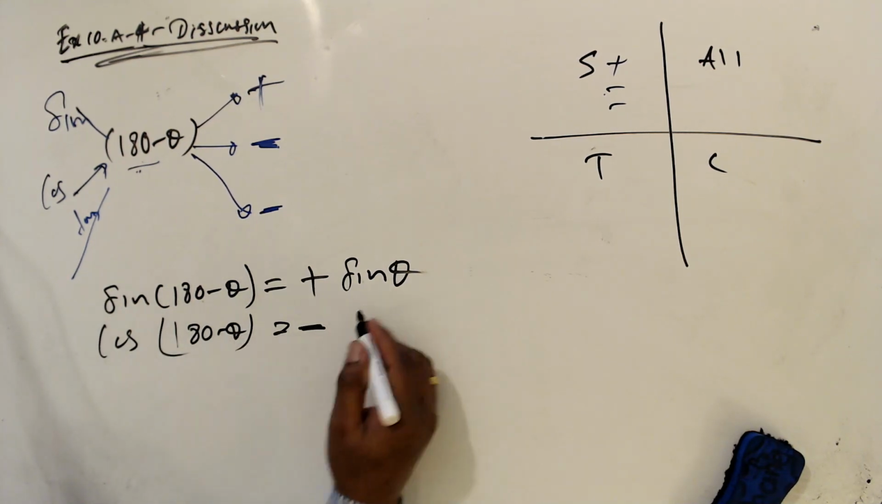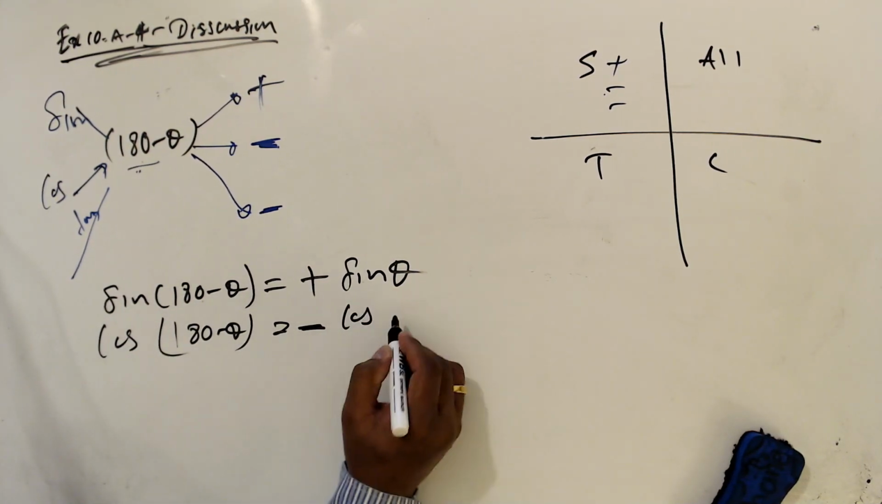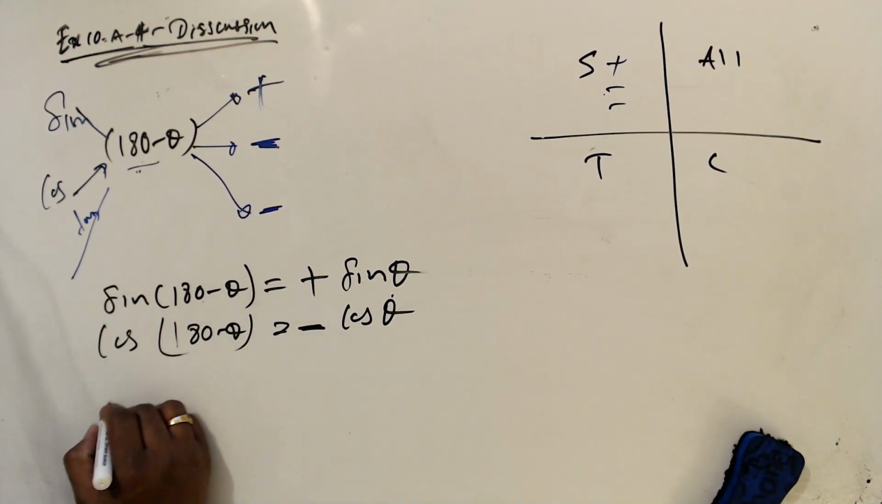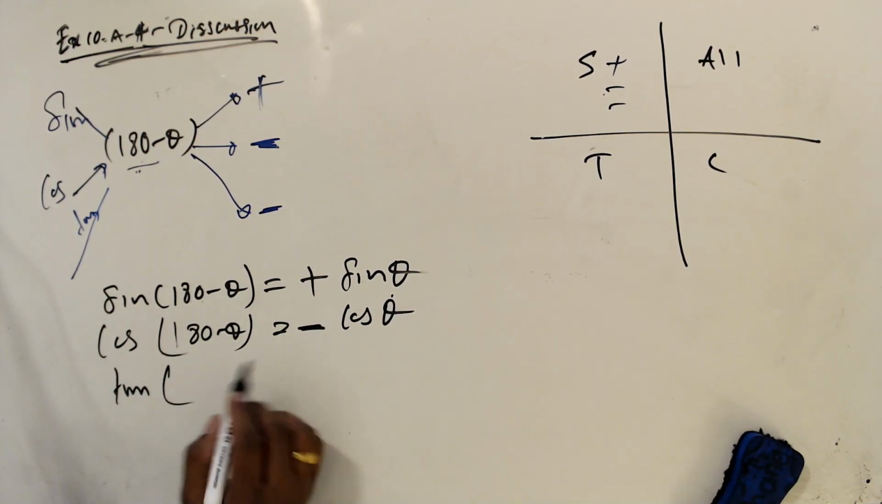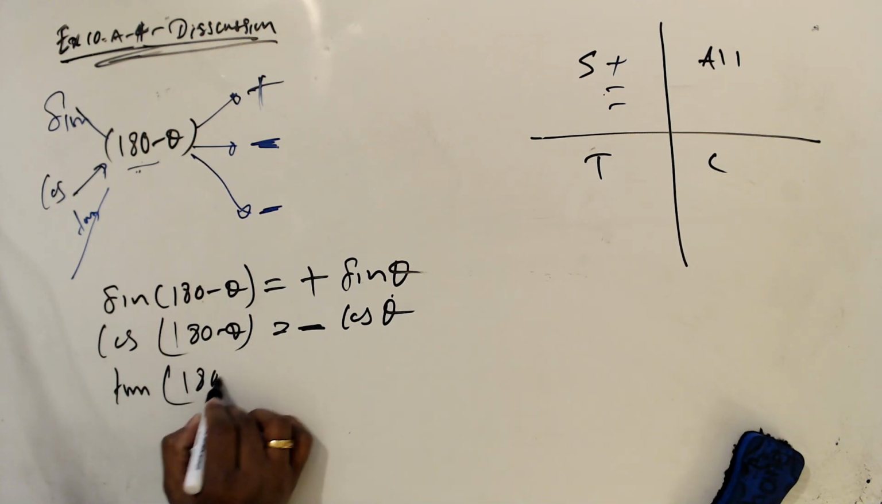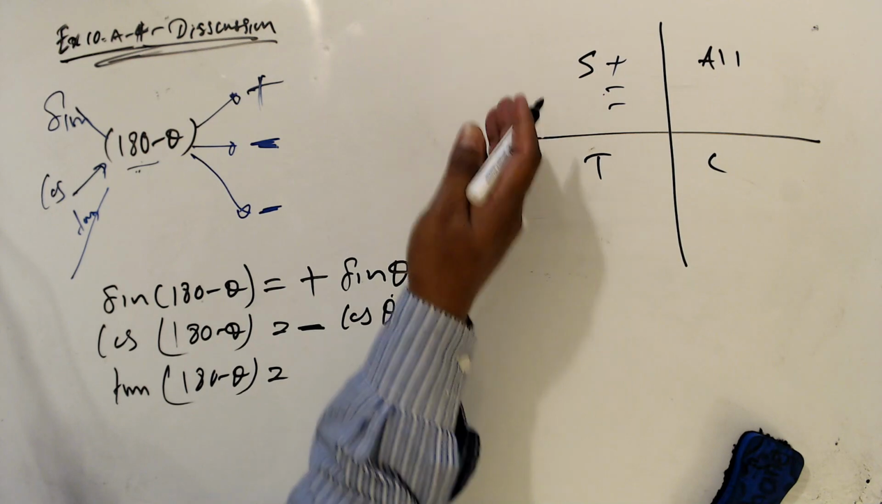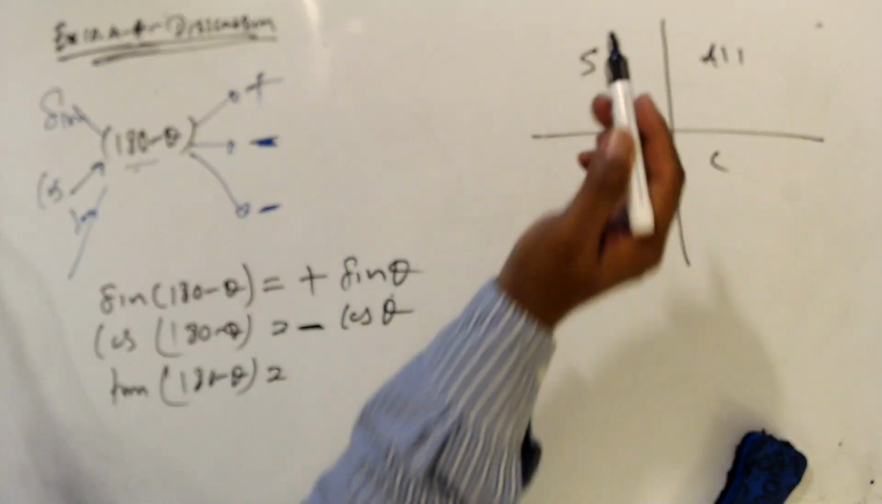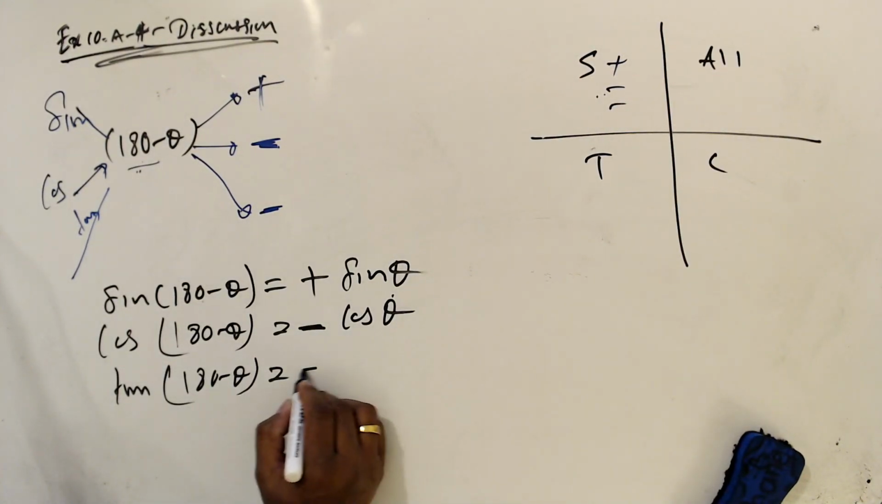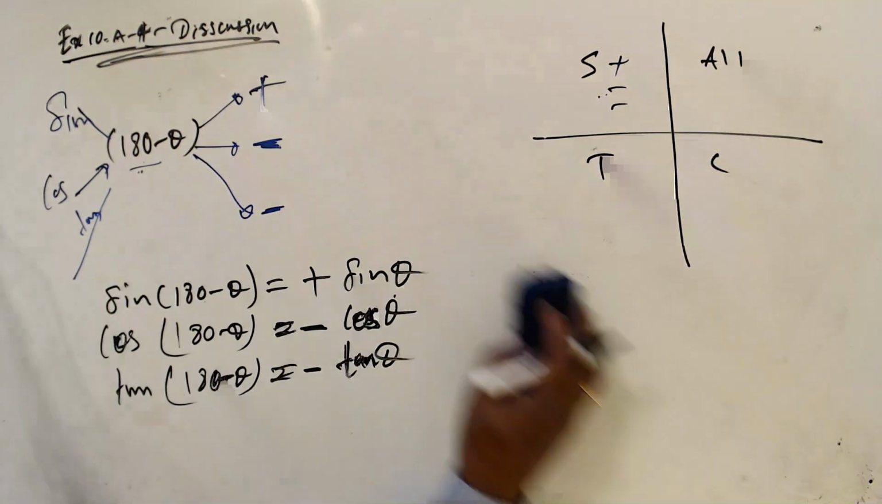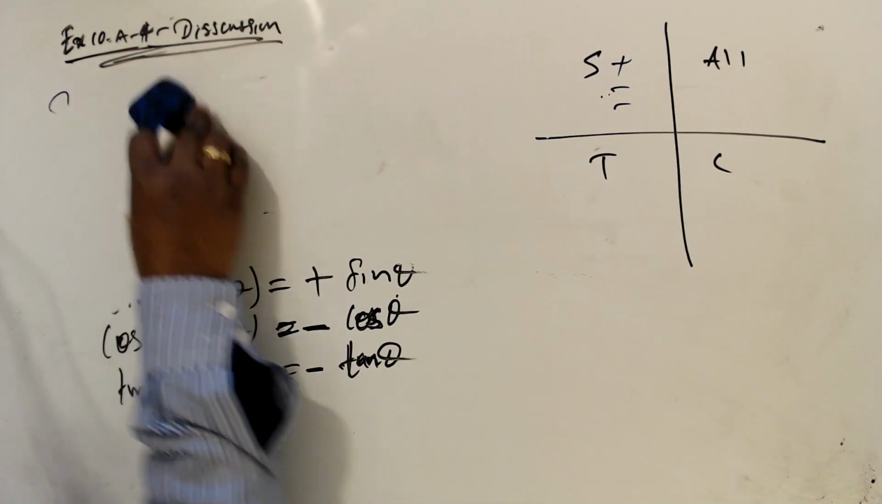Then simply write again cos theta without 180. Then tan 180 minus theta. We know that 180 minus theta is in the second quadrant. Hence it is negative, and simply write minus tan theta. We'll discuss an example.